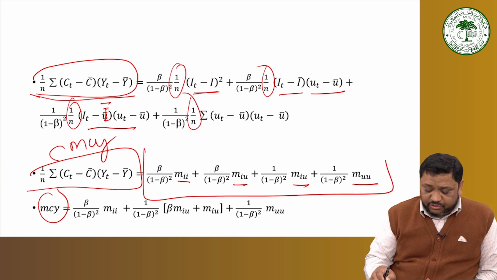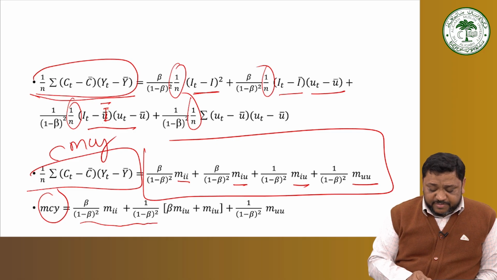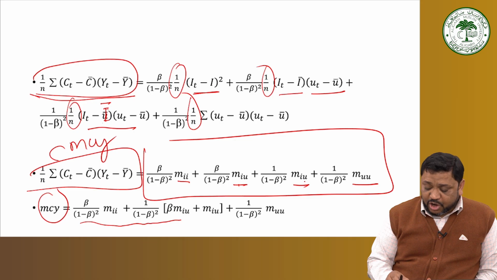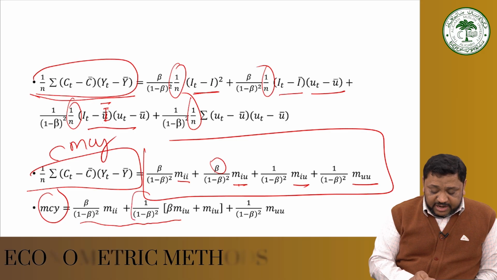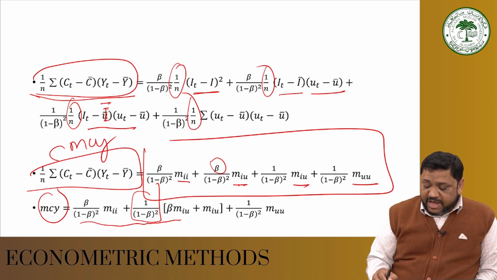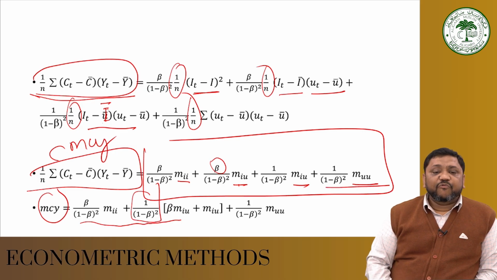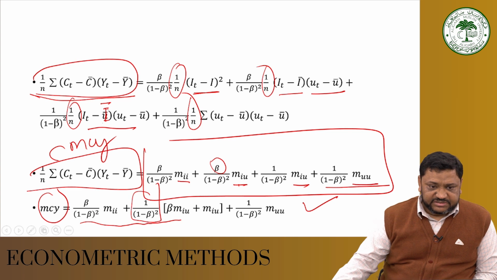Mcy is equal to this term, that is beta over 1 minus beta times m11 plus 1 upon 1 minus beta square. Now here miu and miu is common, so we are taking it as common, 1 upon 1 minus beta square times (beta miu plus miu), because this beta is over here and we have taken out common only 1 upon 1 minus beta square. And the last term is 1 upon 1 minus beta square muu. So this is my final equation as such over here.